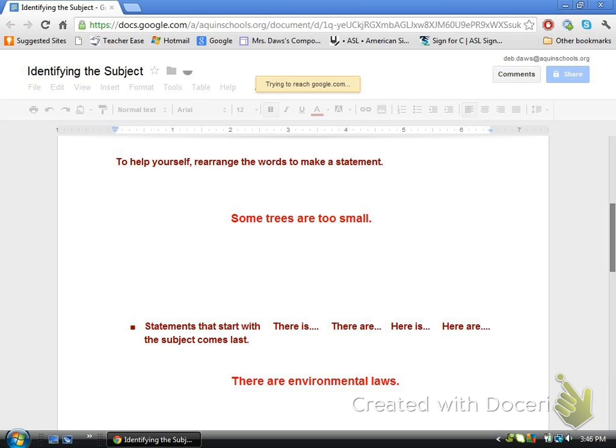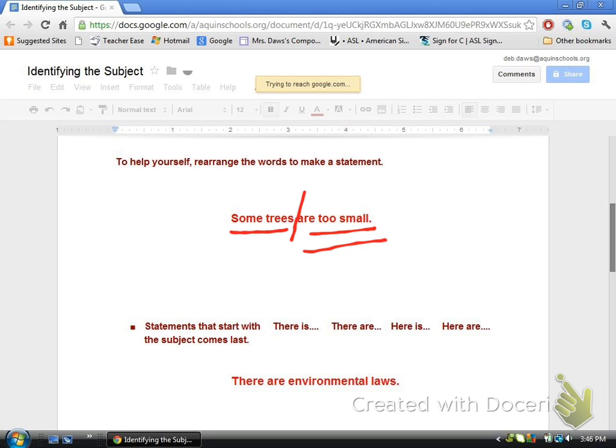So sometimes you have to help yourself and rewrite the sentence so that it becomes a statement. I took the same thing and rewrote it as, some trees are too small. You always want to make it a positive statement. I'm going to do just like I did with the first type. I'm going to find the verb, which would be are. I'm going to divide right in front of it, and then I'm going to go back. So some trees is my subject. Are too small is my verb. It's exactly the same answer we have.